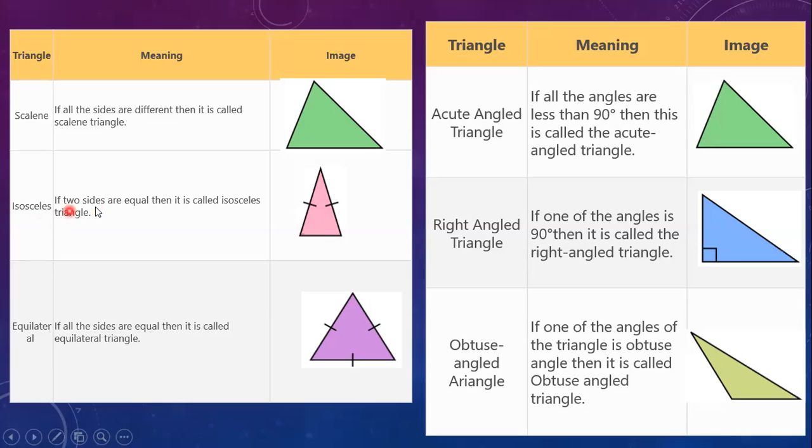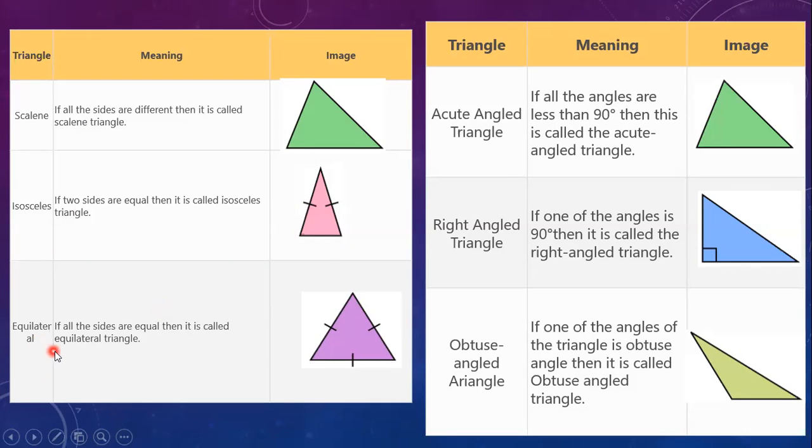Next is the isosceles triangle. What do you mean by that? If two sides are equal, then it is called an isosceles triangle. That means in a triangle with three sides, two sides should be equal, and the third one should be different. A triangle where two sides are equal is called an isosceles triangle. You can see the example.